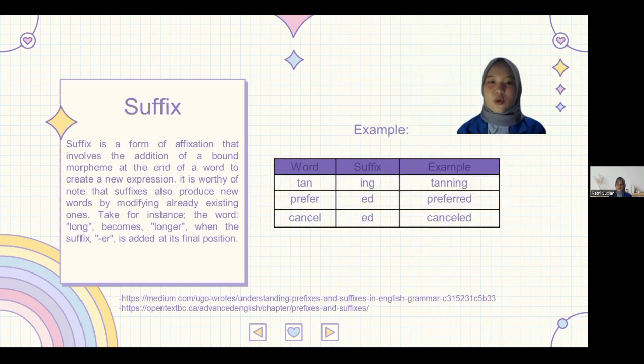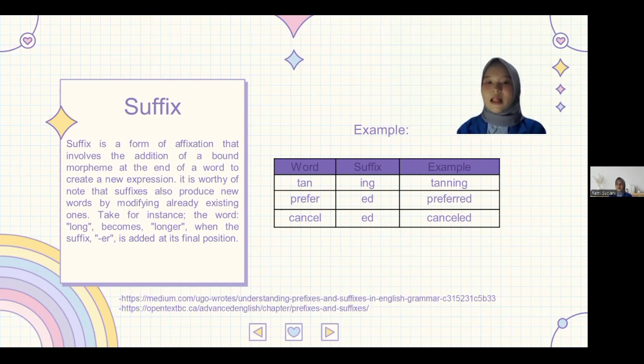Next, what is a suffix? A suffix is a form of affixation that involves the addition of a bound morpheme at the end of a word to create a new expression. It is worthy of note that suffixes also produce new words by modifying already existing ones. Take for instance the word long, which becomes longer when the suffix -er is added at its final position.